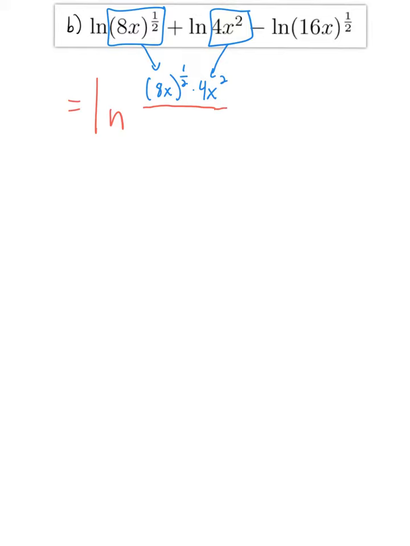Okay, and then the argument of the log that's subtracted, that last log, that argument gets put on the bottom since it comes from a log that's being subtracted, a log that's negative. So that argument, 16x to the half, goes on the bottom, and that's the final answer.